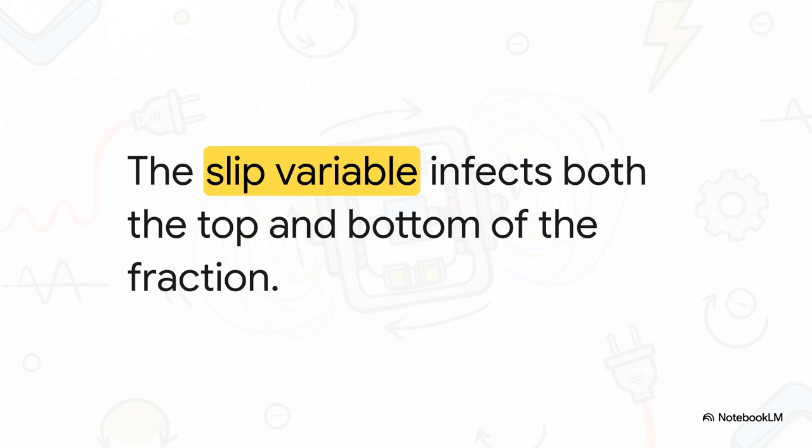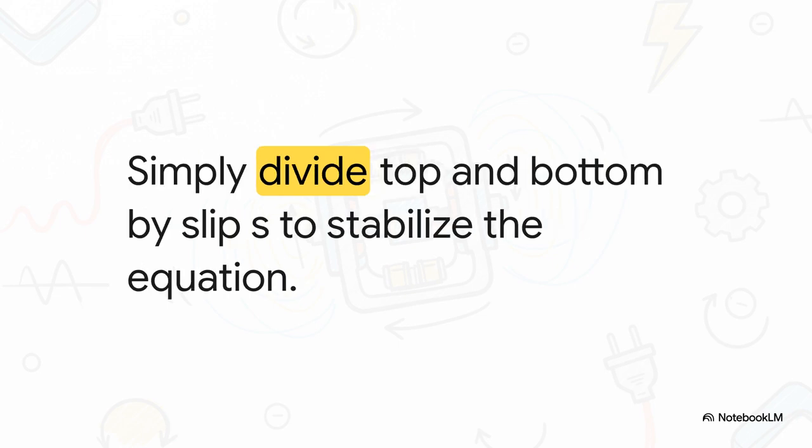Trying to model any circuit where both the voltage source and the internal impedance are just constantly fluctuating, yeah, that's incredibly difficult. So, the crucial point is how we fix it. And honestly, it's beautifully simple. We just mathematically divide everything, top and bottom, by the slip, S. By doing this, the S completely cancels out on top, which gives us a nice, stable, constant voltage.